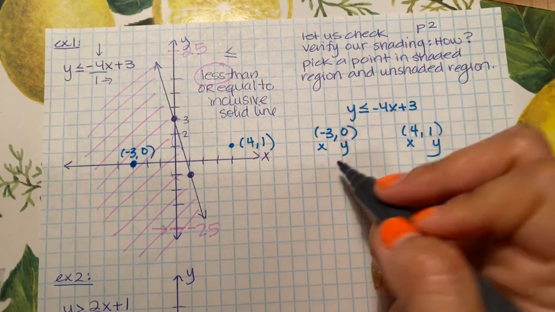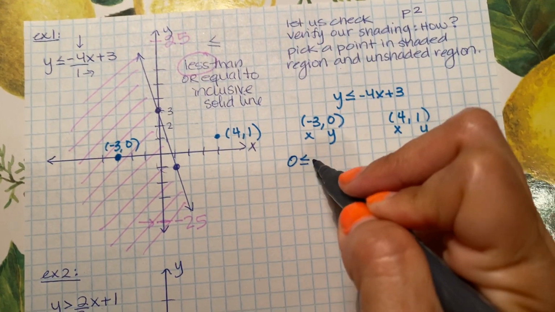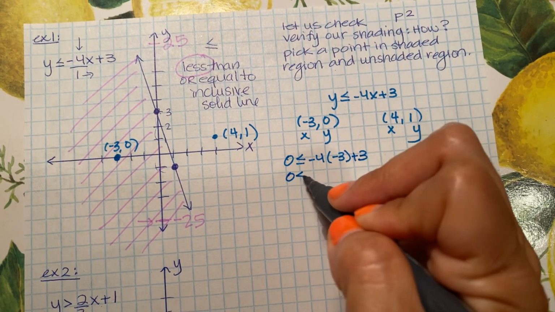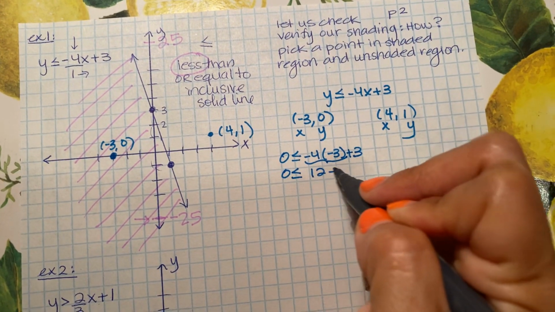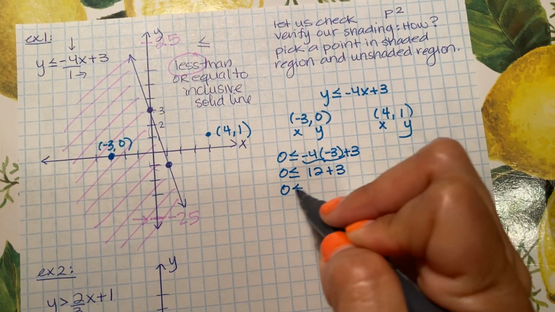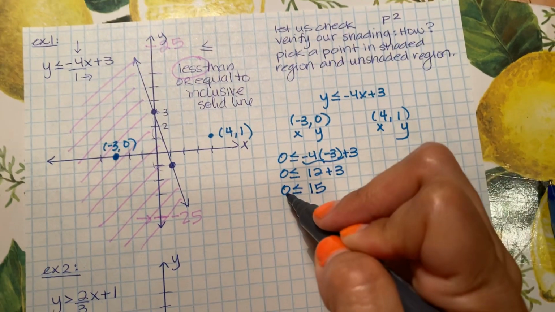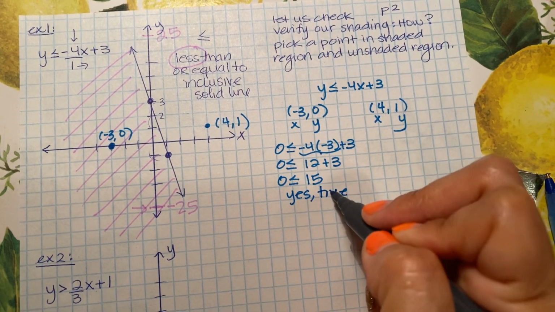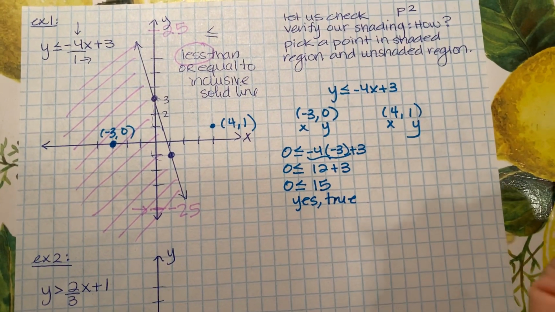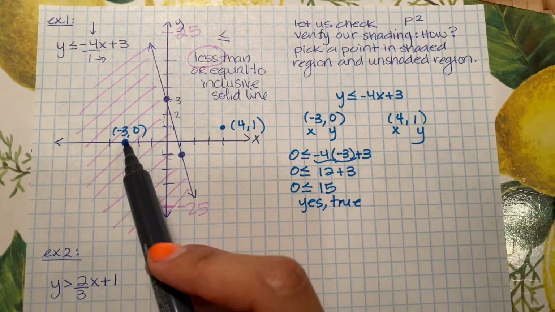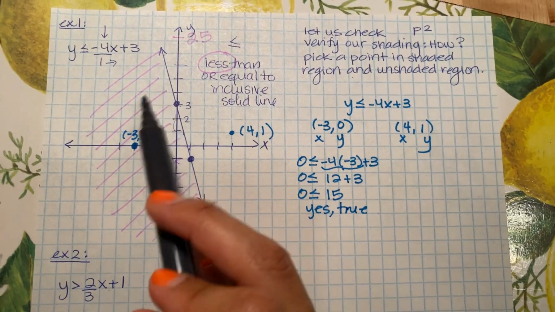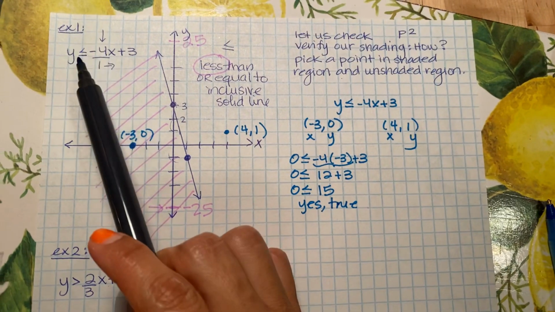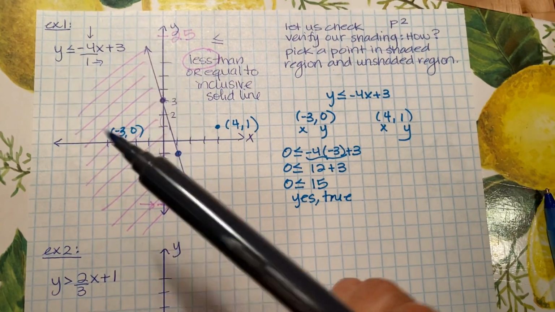I'm going to substitute. So y is 0, -4 times -3 plus 3. I get 0 is 12 plus 3. 0 less than or equal to 15. Is 0 less than 15? Yes, that is a true statement, right? So I shaded correctly. I substituted -30, and this region does in fact hold true to this inequality, less than or equal to.